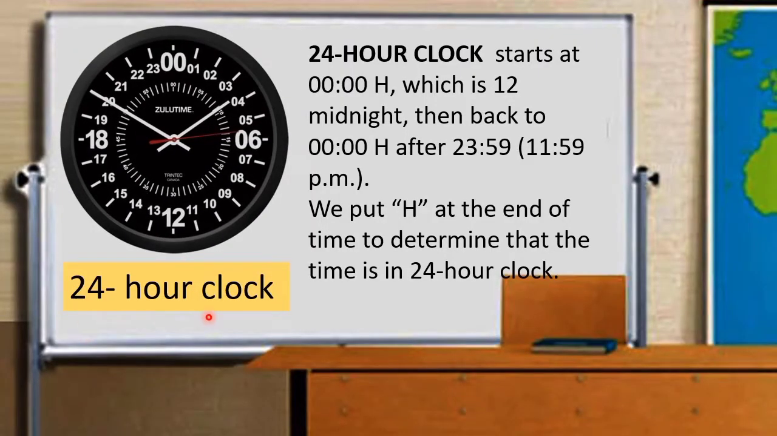For 24-hour clock or the military time, it starts at 0000 hours, which is 12 midnight, then back to 0000 hours after 23:59 hours or 11:59 PM. We put H at the end of the time to determine that the time is in 24-hour clock.